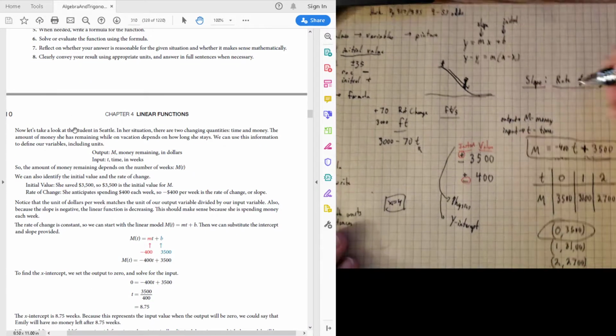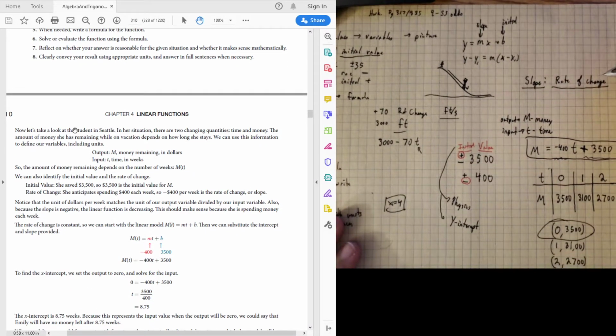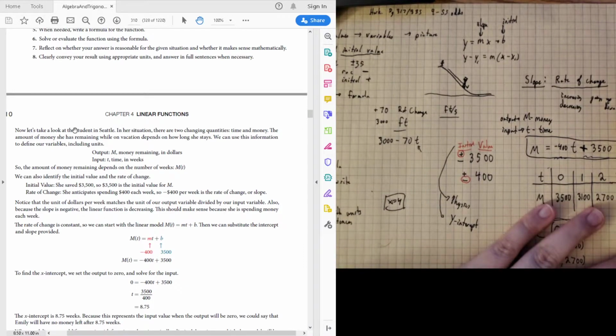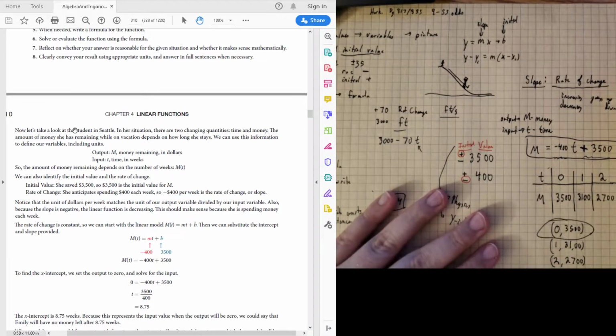So, when it comes to slope, rate of change, if they mention increasing, decreasing, going up, going down, if they say leaving, a lot of verbs are used to determine things like slope.